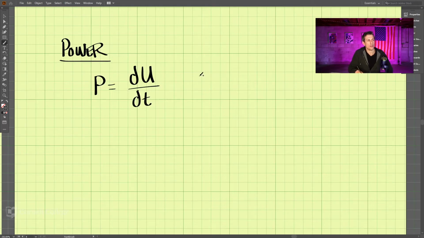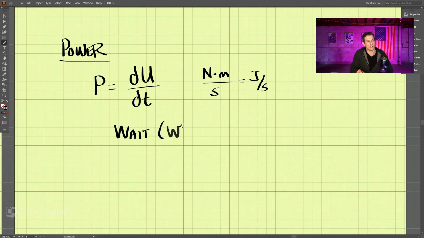Okay? So usually we write work as Newton meter. All right? So if work's Newton meter, we're talking a Newton meter per second, which is sometimes written as a joule per second. All right, and a joule per second is also a watt. So power is measured in watts, which we write as just a single capital W.